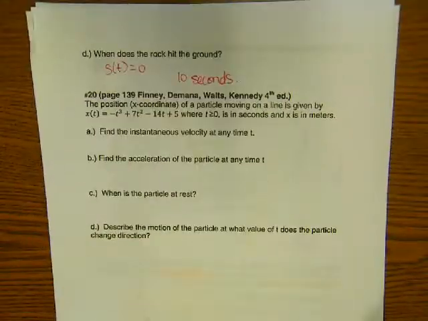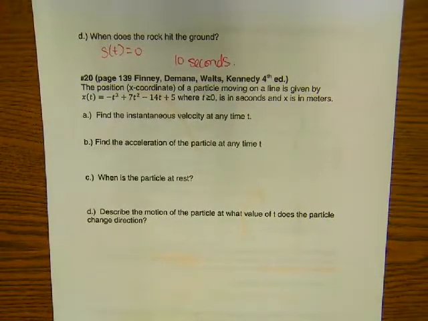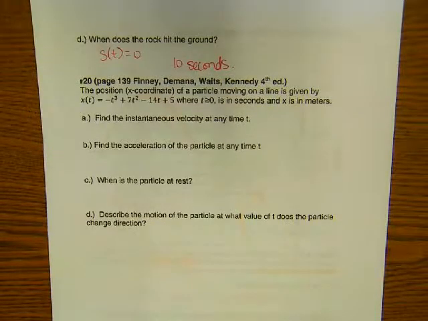The x-coordinate position of a particle moving on a line is given by, so this is moving on the x-axis. Positive velocity means it's moving to the right, negative velocity means it's moving to the left. Okay? And we are talking about t greater than 0 in seconds and x in meters. Find the instantaneous velocity at any time t. Would you do that, please?